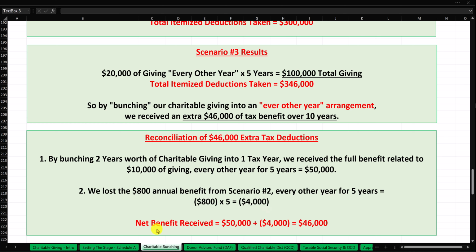Okay, so the net benefit received was the $50,000 of benefit that we gained plus the negative $4,000 of benefit that we lost, resulting in $46,000 of additional benefit.